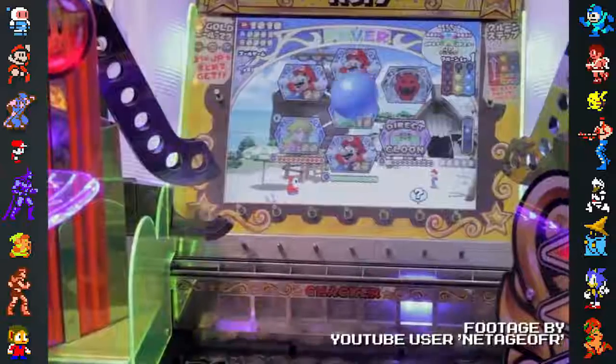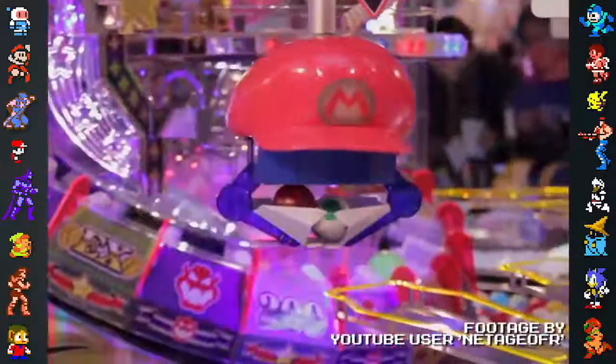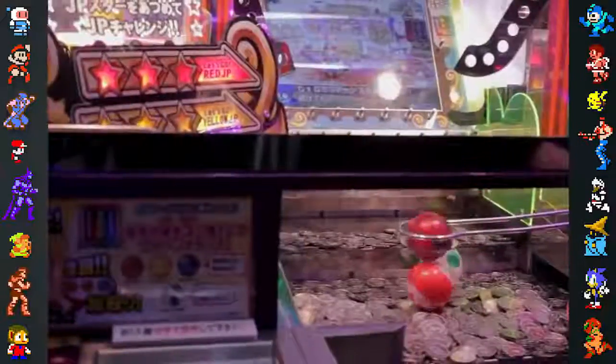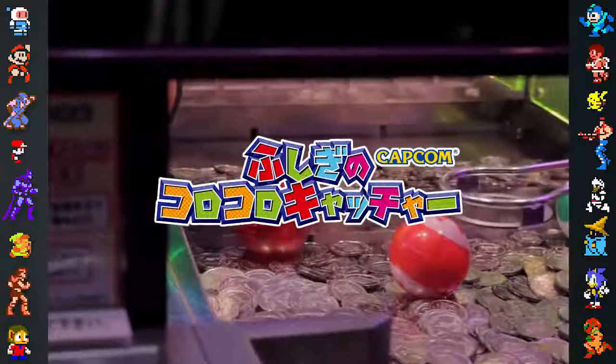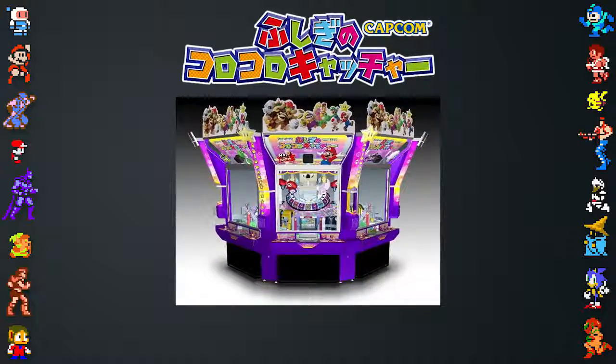Although Mario Party has traditionally supported up to 4 players, there are Japanese arcade versions of the game that go far beyond this. The Capcom-developed Fushigi no Kurokuro Party 2 supports up to 16 players.